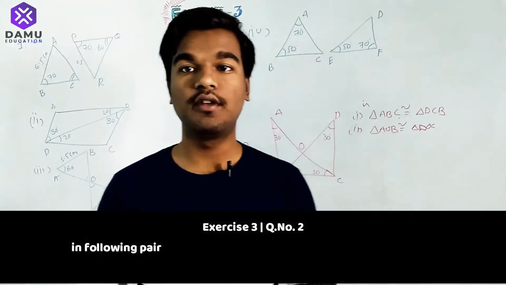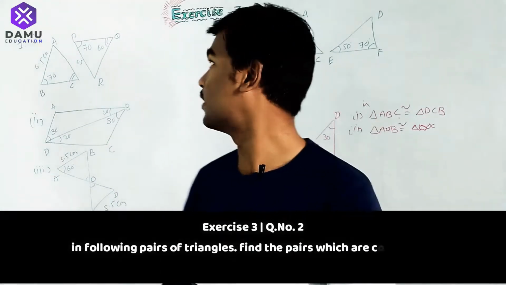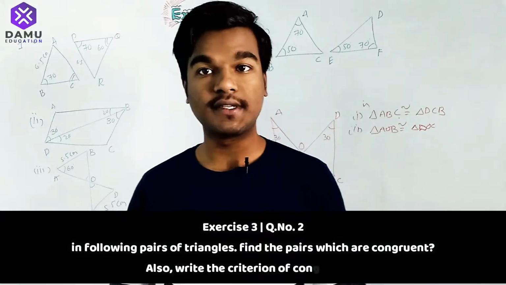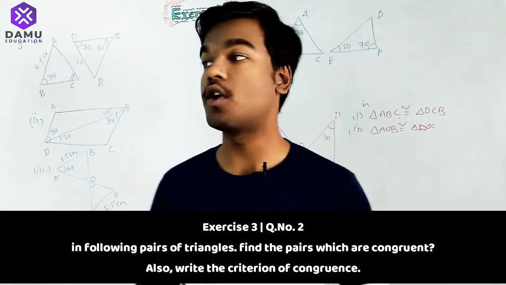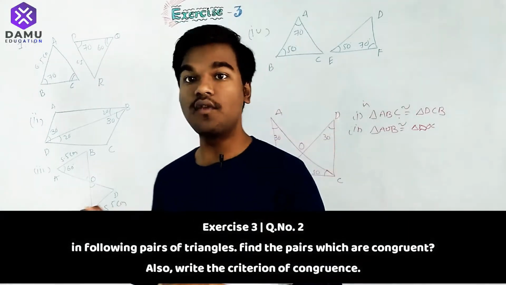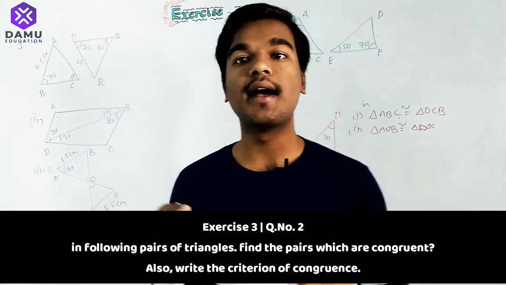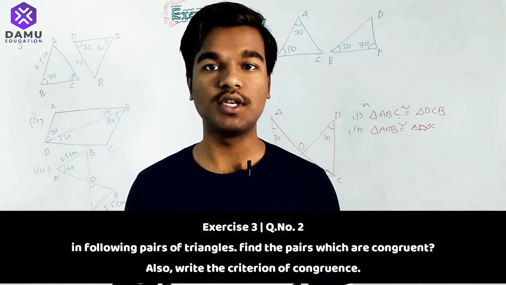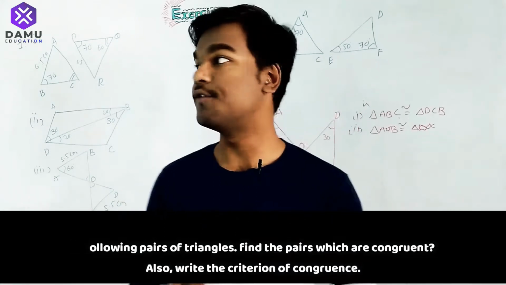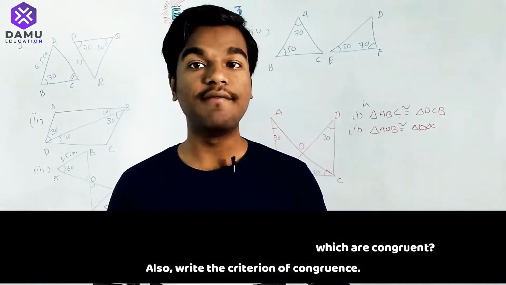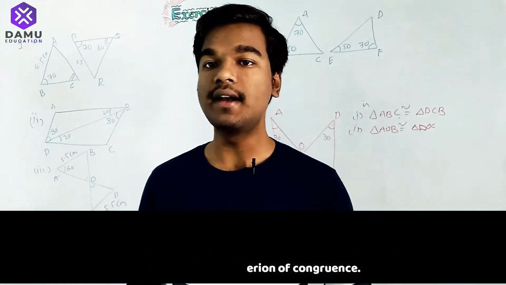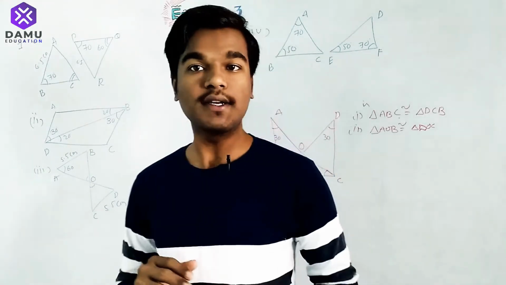Yes, in this module we're going to discuss the solutions for exercise 3, first and second question. In the first question, for the given two triangles, we are asked whether the two triangles are congruent to each other, by which rule they are congruent, and what the corresponding parts are.